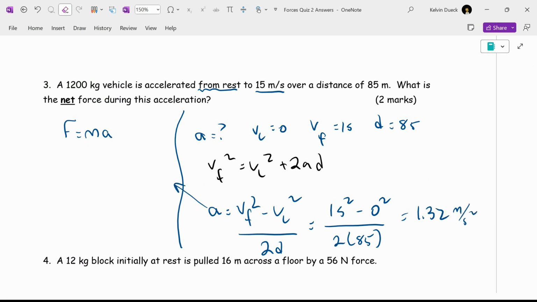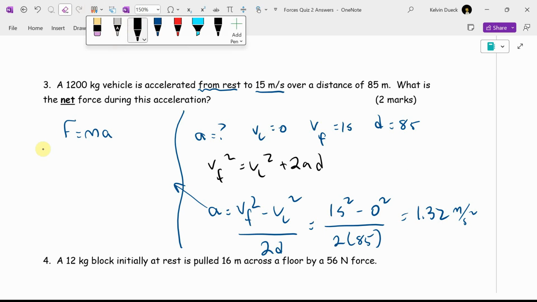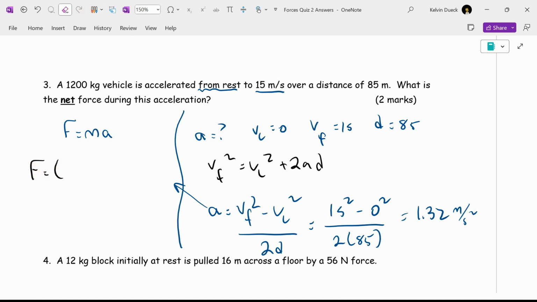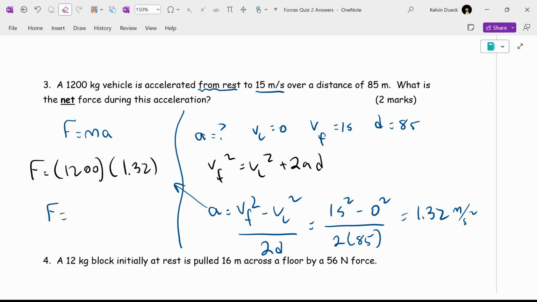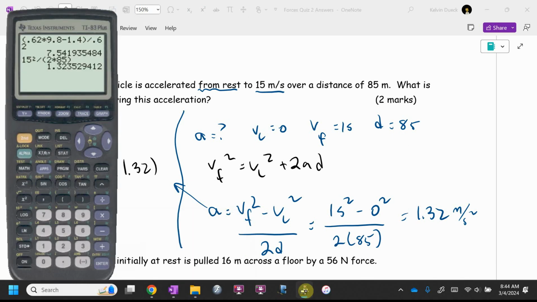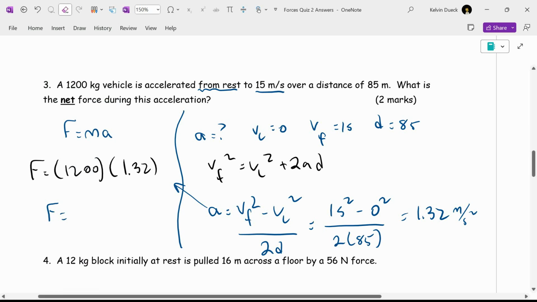I'm going to walk it over here, but I'm going to use my answer button. F equals 1200 times, I'm going to write 1.32, but I'm going to use my answer button on my calculator. Final answer. Let's see what we get, Mr. Dueck. 1200 times answer button. Did y'all get 1588? I'm going to go to 3 sig figs. I'll write it as 1590.